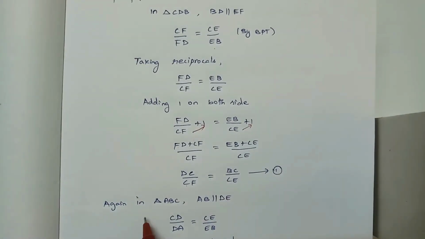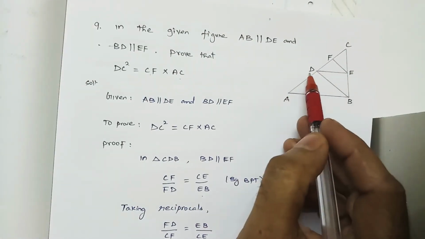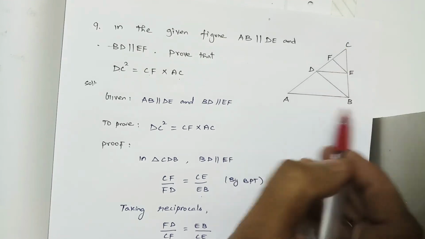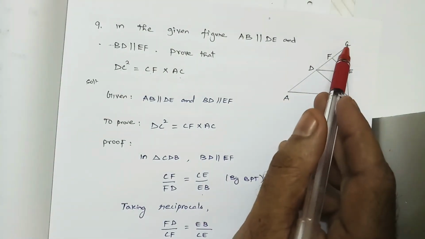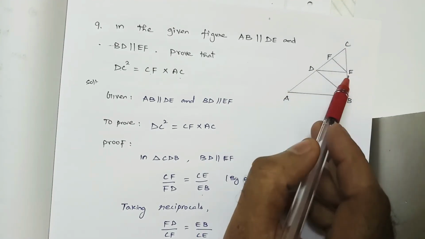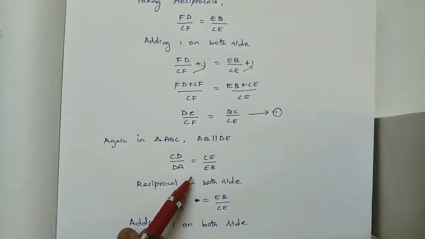Next, again in triangle ABC, now I am taking the full triangle. In this triangle, which two sides are parallel? DE is parallel to AB. So we can say that CD by DA is equal to CE by EB. Here, what do we need?